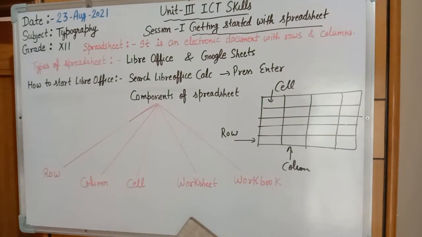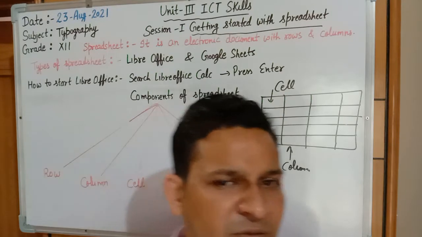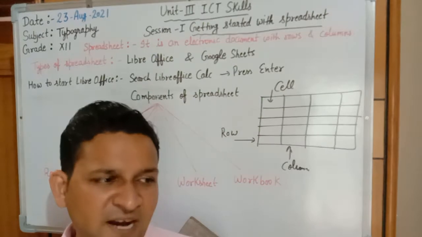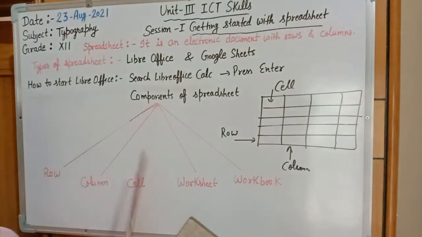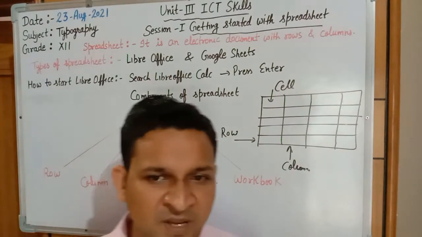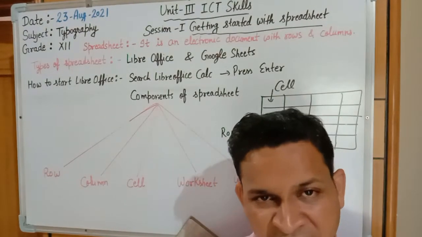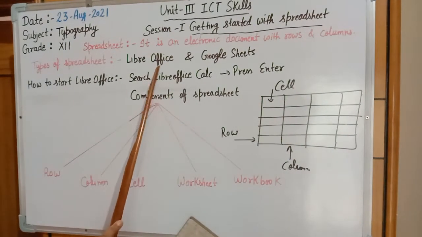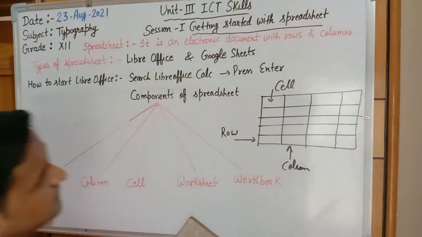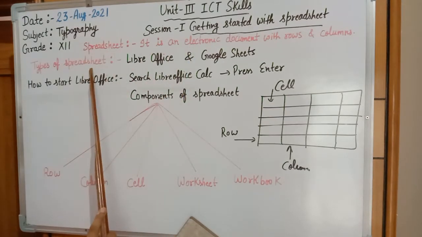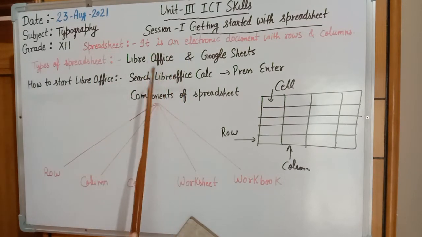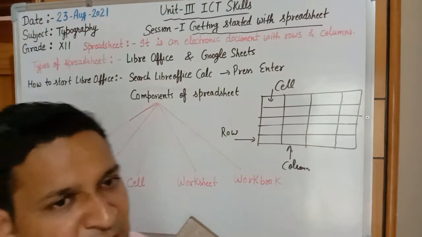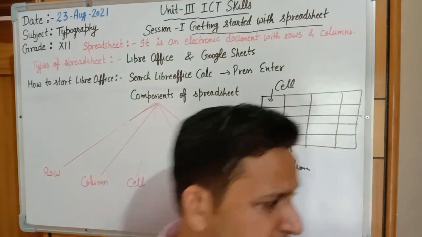Next part is types of worksheet. There are a number of software available in the market, but the two famous software that we are discussing here, one is LibreOffice, second is Google Sheet. Excel is also a part of spreadsheet, but according to your syllabus in Part A, we are discussing LibreOffice. In LibreOffice, the name of the spreadsheet, the Excel sheet, is LibreOffice Calc, CALC. So the name of the software is LibreOffice Calc.